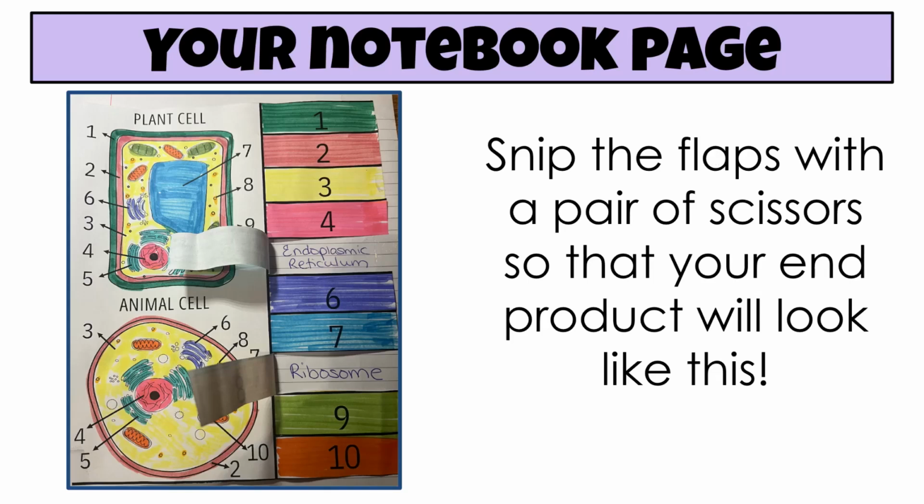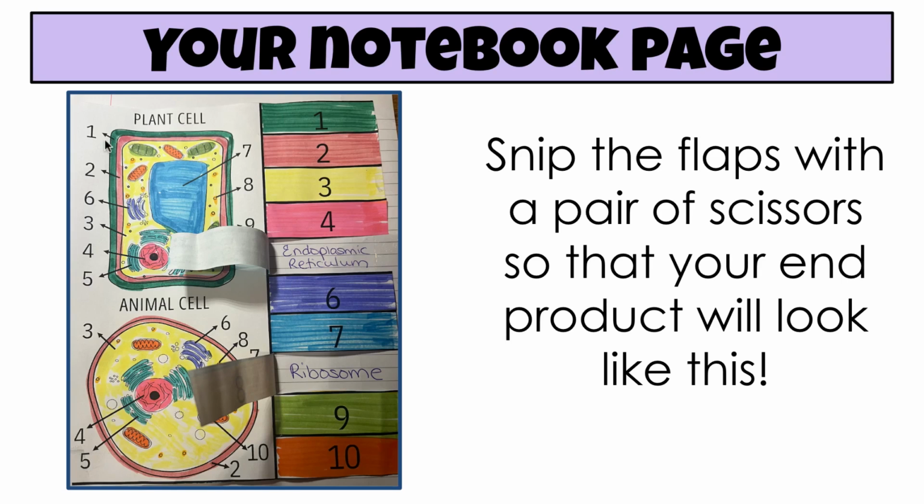Okay, wonderful sixth graders. This video is going to show you how to complete your label and color of a plant and animal cell. The first thing that you need to do is go ahead and snip these black lines so that you make these little flaps that allow you to lift them up and write down what's underneath, the organelle underneath.